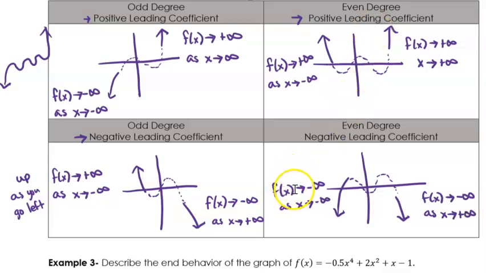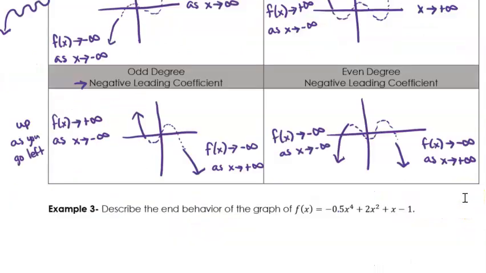So this means f of x, the y values, are approaching negative infinity. That means y values are going down. X approaches negative infinity means as you move to the left. So as you move to the right, if I follow the right, I go up and down, but eventually I'm headed down forever. So as I move to the right, I'm going down forever.